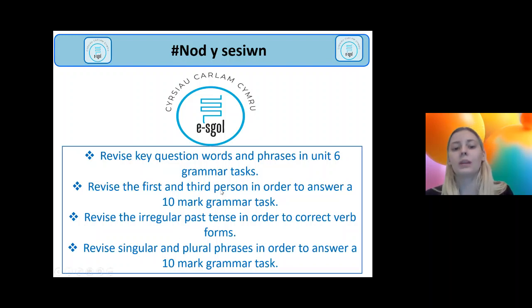So today we're going to revise some key question words, because as you know already, all of the questions are Welsh only, and then we're going to attempt a Unit 6 grammar task. Then we're going to revise the difference between the first and the third person, and apply that to a 10-mark Unit 6 grammar task. Then we're going to revise the imperfect past tense, where we'll be able to correct verb forms in the irregular past tense. And finally, we are going to revise the difference between singular and plural phrases, and answer a past paper question in your Unit 6 tasks.